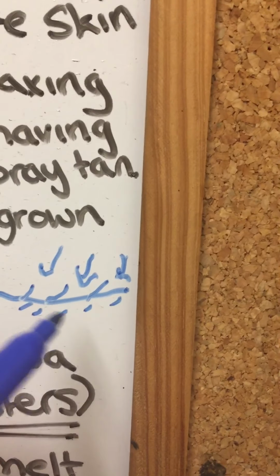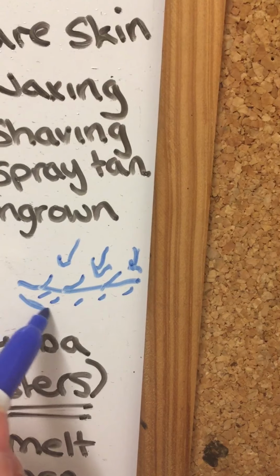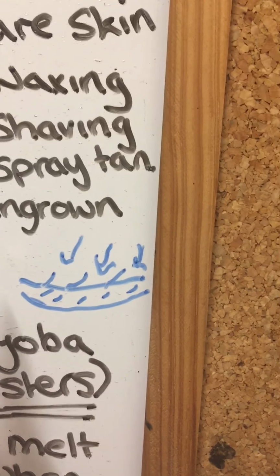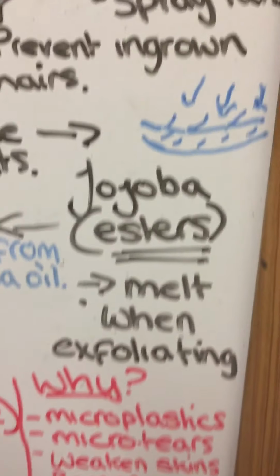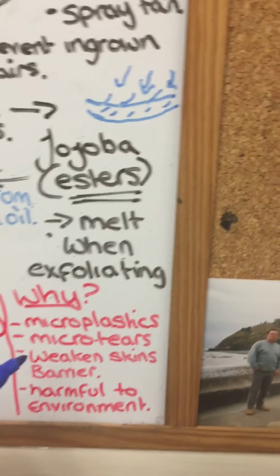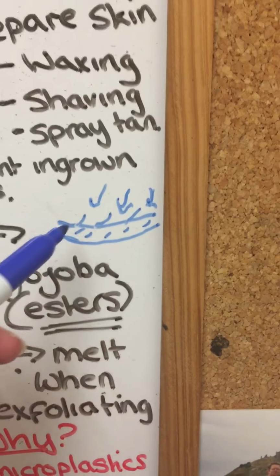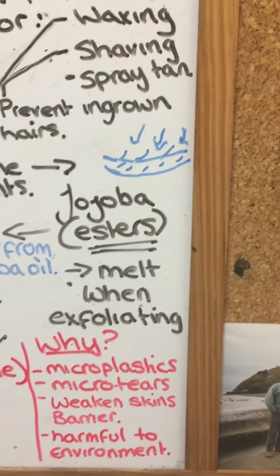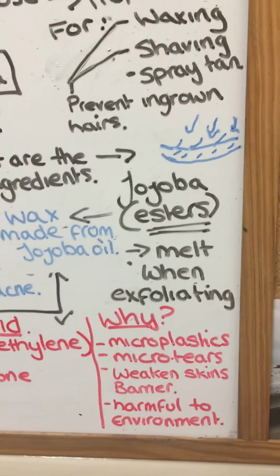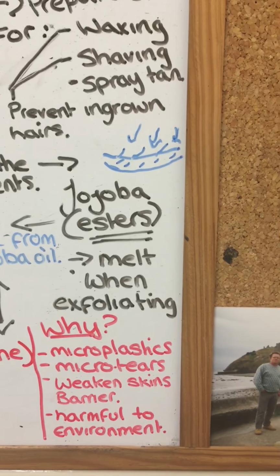So they're going to go underneath the skin and they're going to weaken all of that. What happens over time is it's going to weaken your skin's barrier. And what's going to happen is you're going to be prone to flakiness, you're going to be prone to redness, you're going to be prone to sensitivity.